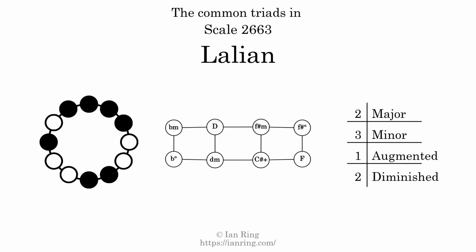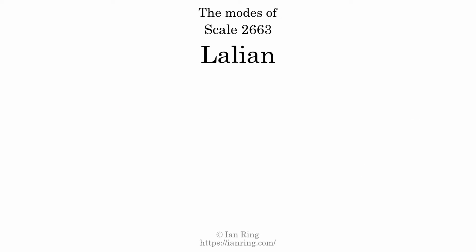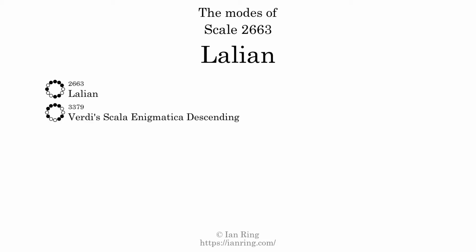Here is a Hamiltonian path of parsimonious voice leading that uses all the triads. This scale has 7 modes. The first mode is itself. The second mode is scale 3379, also known as Verdi's Scala Enigmatica descending. It sounds like this.